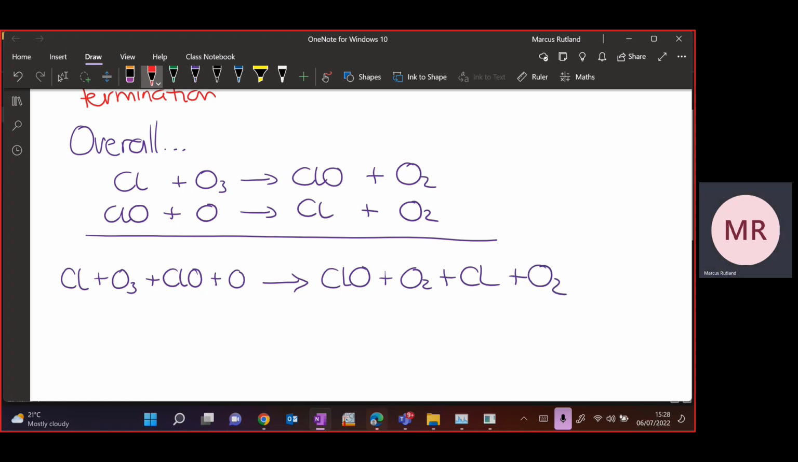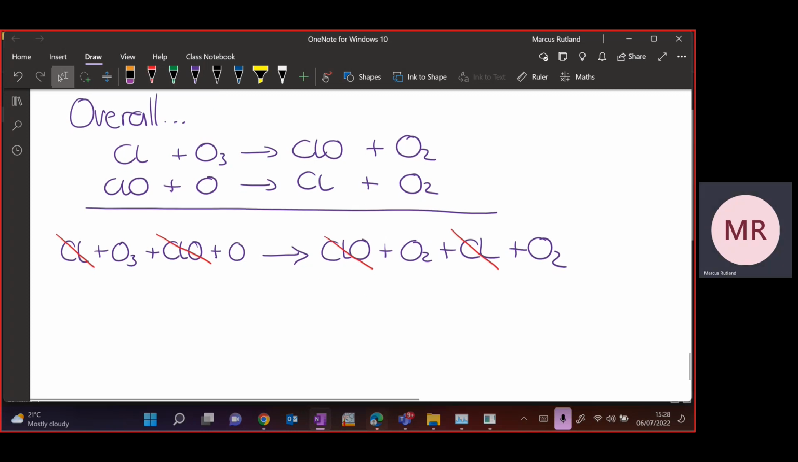And then we cancel things that are the same on both sides, both the same formula and the same quantity. If you had two of them on one side and three on the other, you would have to leave one on the side where there was three and just cancel the two. But here it's the same quantity. So we've got Cl and a Cl. We've got a ClO and a ClO. So what this does overall is an O3 reacting with an O to make two O2.